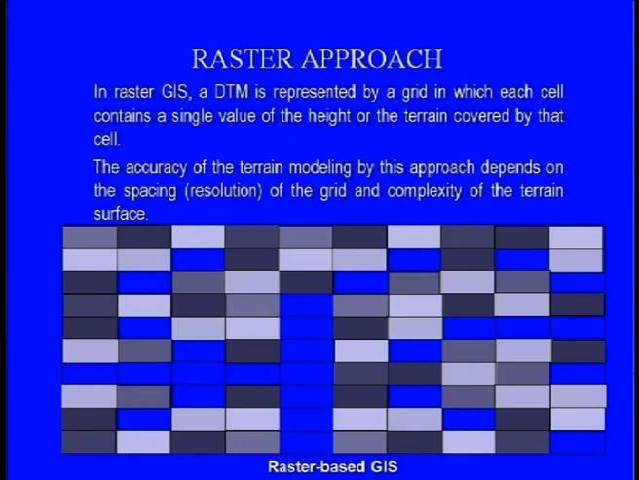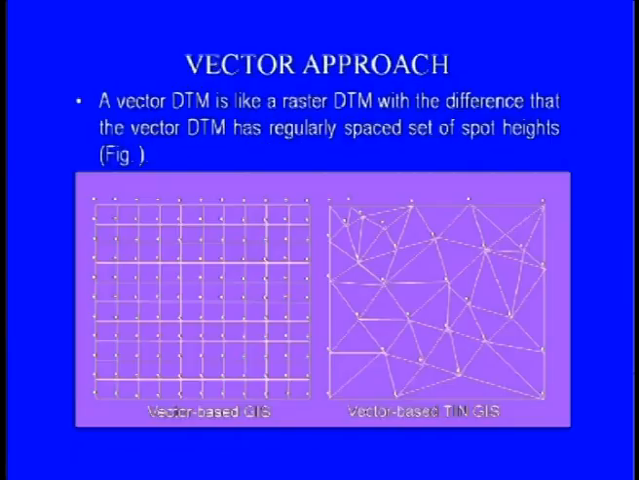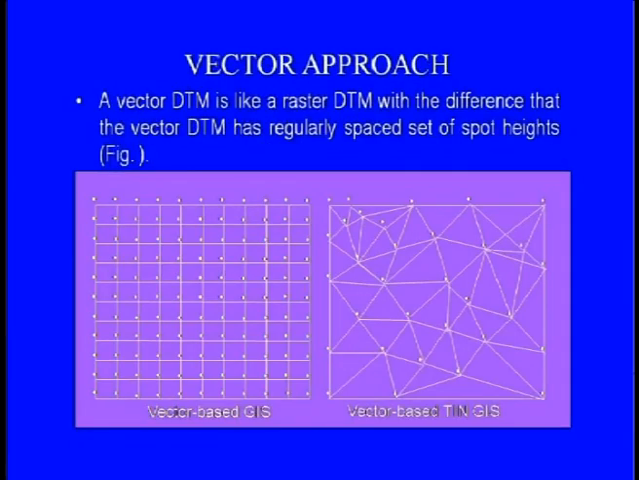In raster GIS, a DTM is represented by a grid in which each cell contains a single value of the height of the terrain covered by that cell. The accuracy of the terrain modeling by this approach depends on the spacing, that is the resolution of the grid, and the complexity of the terrain surface. A vector DTM is like a raster DTM with the difference that the vector DTM has a regularly spaced set of spot heights, as one can see in the figure given below.